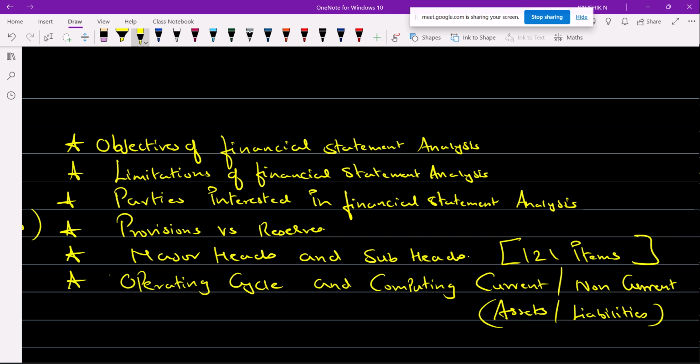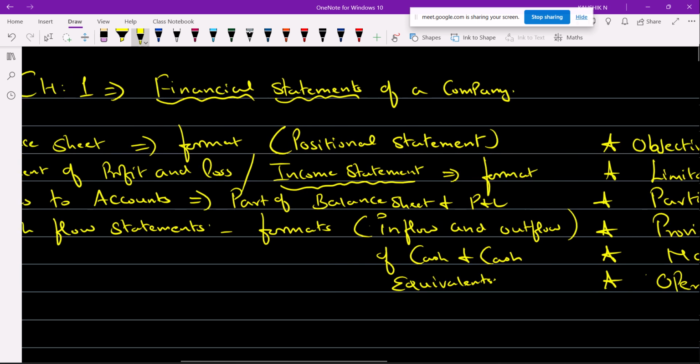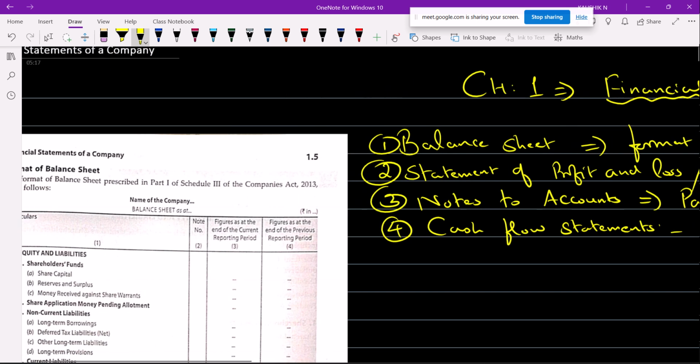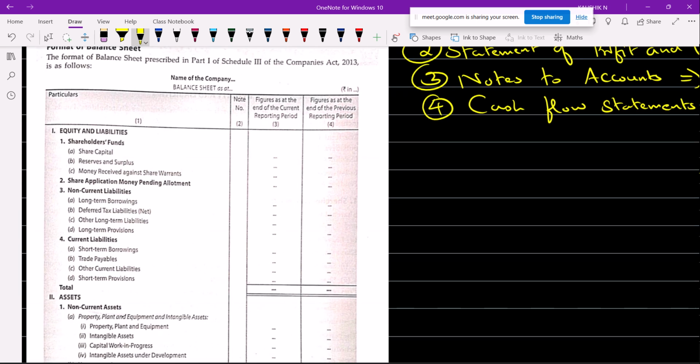First, let us understand how the balance sheet of a company will look and on what basis it has been prepared. First and foremost, you should know that for the balance sheet of a company, the first thing we are going to learn is the balance sheet format.